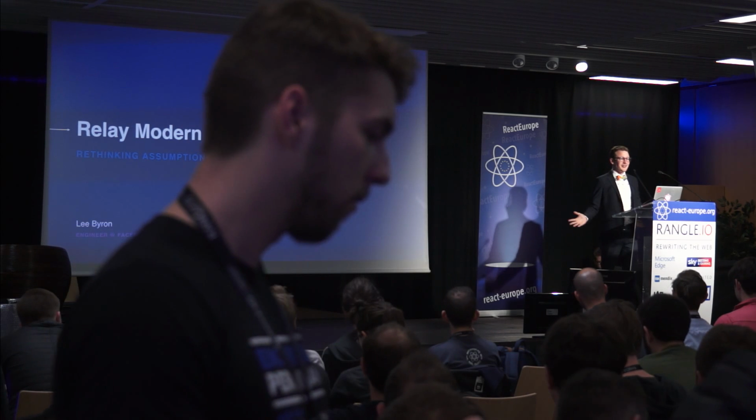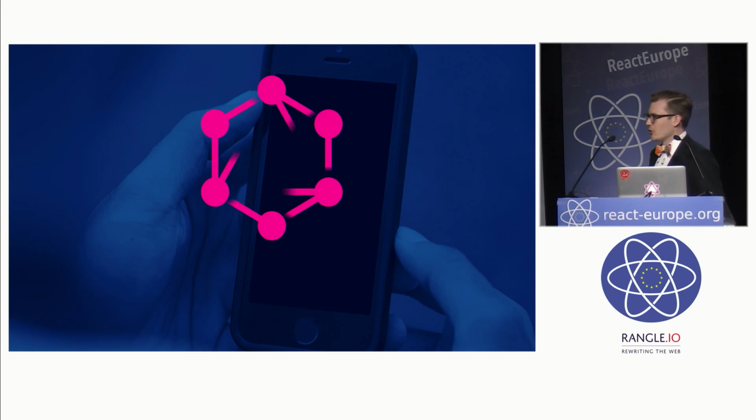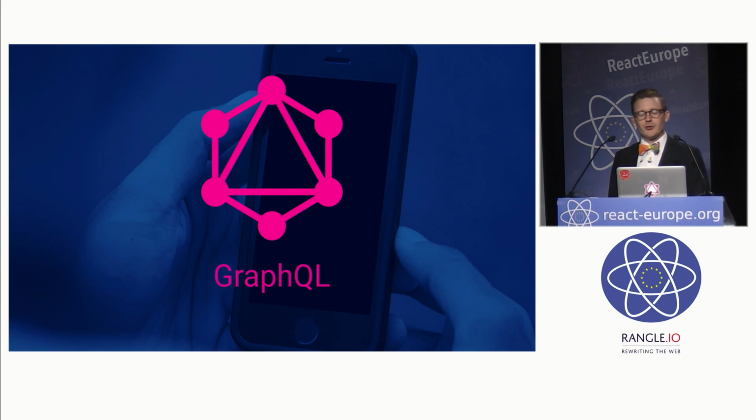So today I want to talk about Relay, which is a library for data-driven apps using GraphQL. I'll explain a little bit about why we originally built Relay and also share some recent rethinking of our core assumptions when we build applications. So Relay is a client library for using GraphQL, which is a query language for APIs.